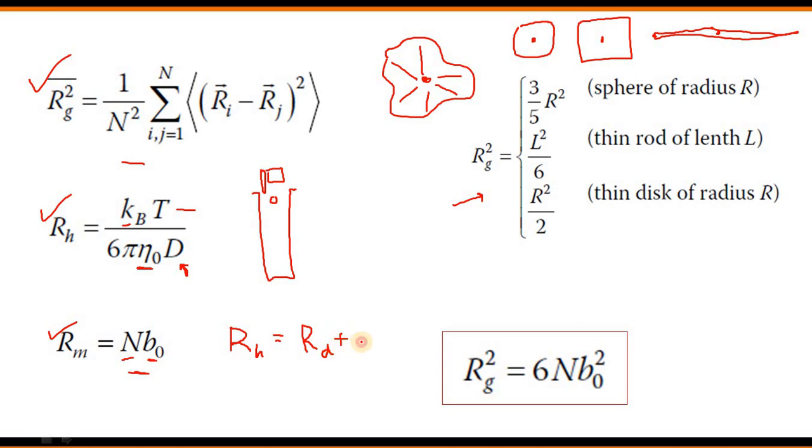So D, this small d, is basically the thickness of the solvent attached to it, right? If you have a polymer present inside a liquid, there will always be a small thickness of water attached to it. That is also sometimes called the hydration sheath. So this D is the width of that hydration sheath.